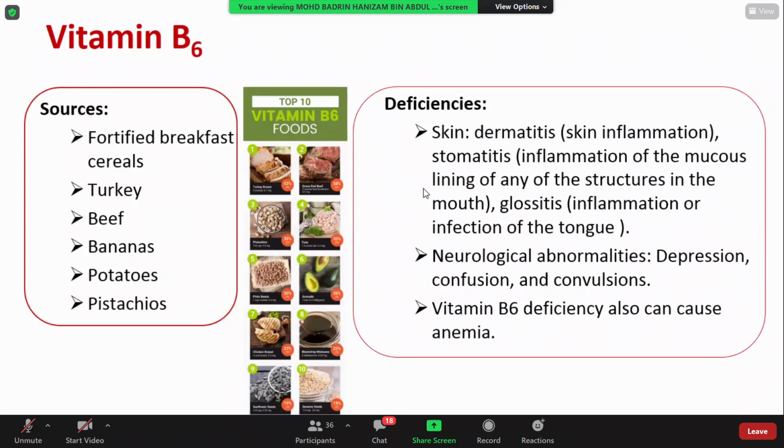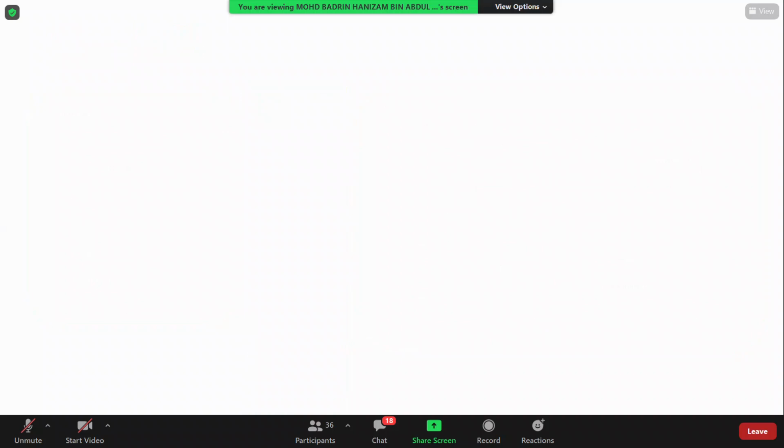Deficiencies include skin dermatitis, inflammation, stomatitis, inflammation of the mucous lining of any of the structures in the mouth, glossitis, inflammation or infection of the tongue. Neurological abnormalities such as depression, confusion, and convulsion can also be seen in individuals with vitamin B6 deficiency, and it also causes anemia.